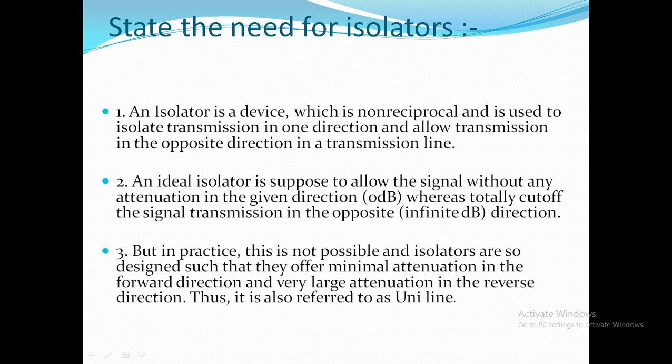Next is isolators. An isolator is a non-reciprocal device used to isolate transmission in one direction and allow the transmission in the opposite direction in a transmission line. The function of an isolator is to allow the signal without any attenuation in the given direction, whereas in the other direction it totally cuts off the signal. It transmits the signal in one direction only.